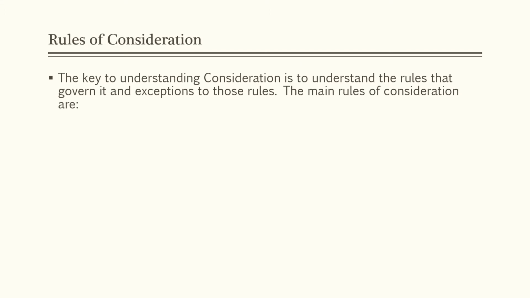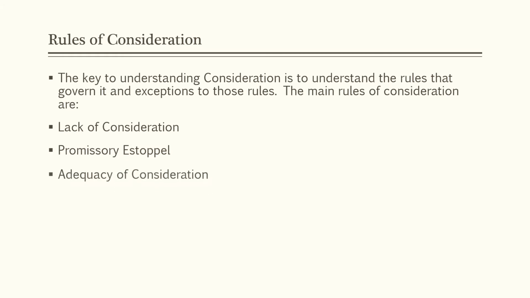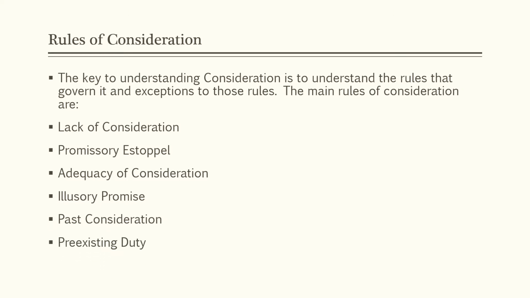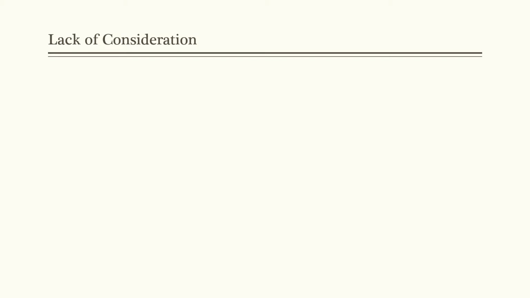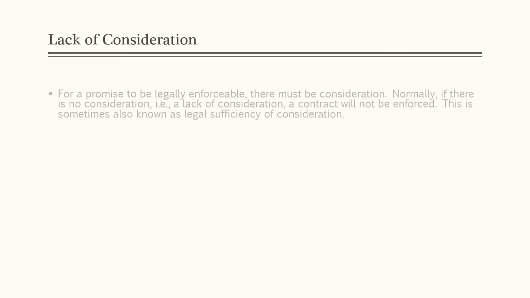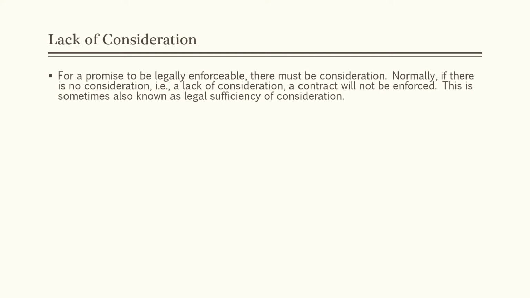The main rules of consideration are lack of consideration, promissory estoppel, adequacy of consideration, illusory promise, past consideration, pre-existing duty. Let's talk about lack of consideration, which is the first rule of consideration. For a promise to be legally enforceable, there must be consideration. That's the bottom line. Consideration is the key to contract formation. You can have an offer and acceptance, but if there's no consideration, there is a lack of consideration, a contract will not be enforced.